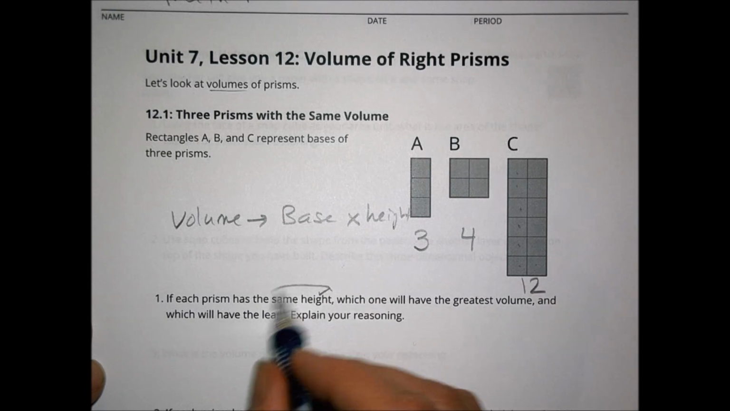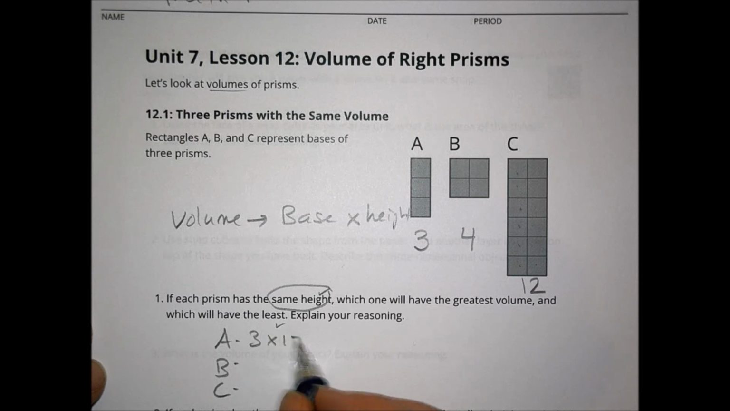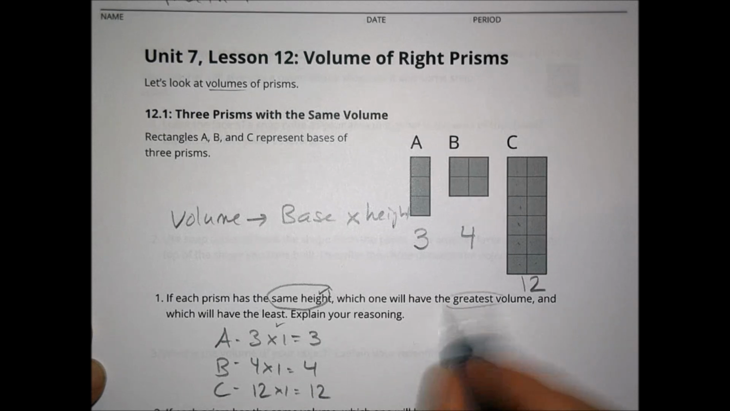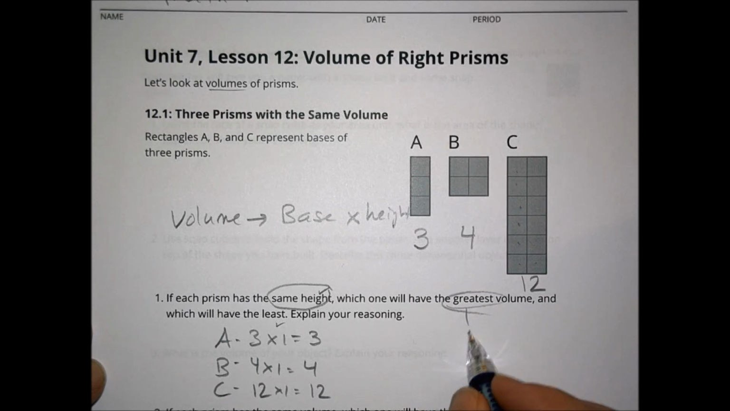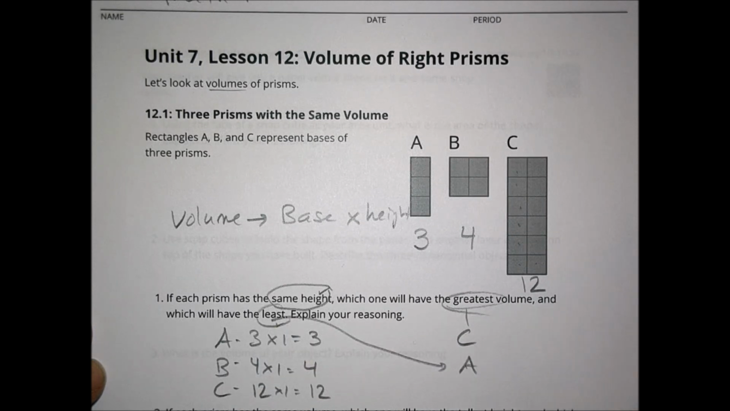So if they have the same height, let's pretend that it had a height of 1 for A, B, and C. We would do, A would be 3 times 1 for a volume of 3, B would be 4 times 1 for a volume of 4, and C would be 12 times 1 for a volume of 12. So the greatest volume would be, in our case here, C, and the least volume would be A, just based upon that, if they had the same exact height.